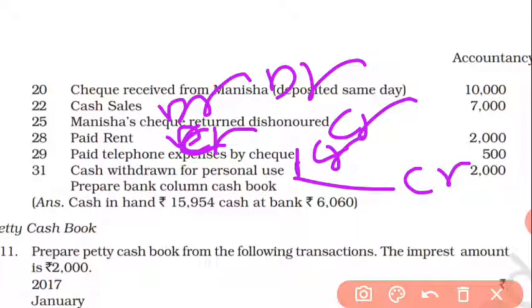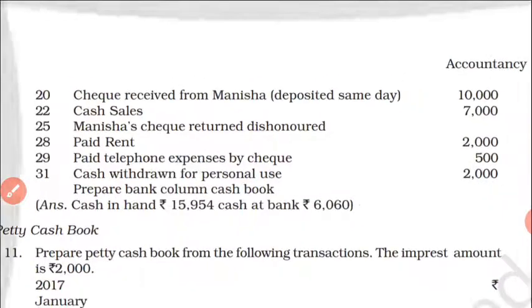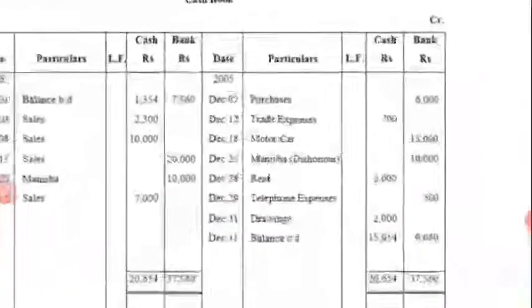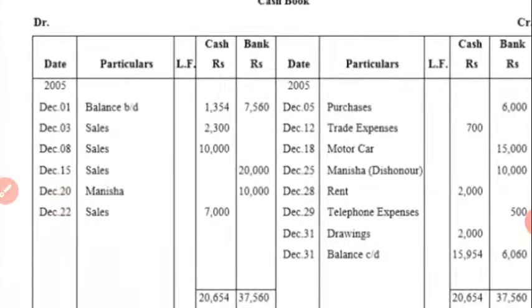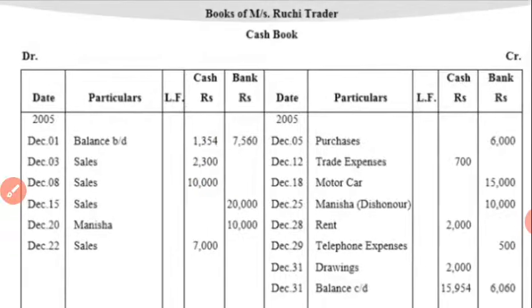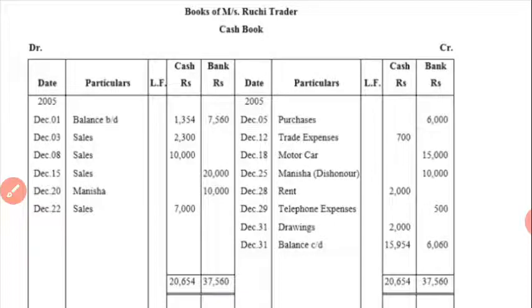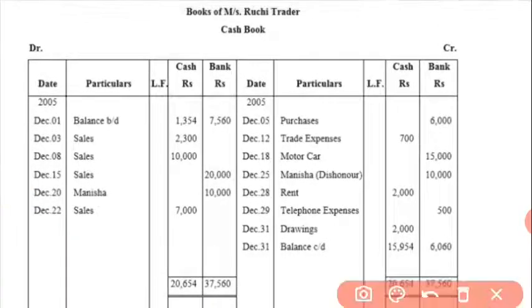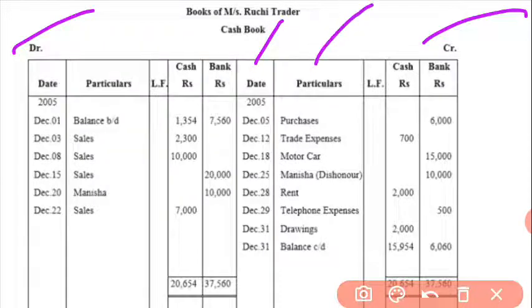So let's come to the solution. Here I have prepared the solution, so I will explain everything with it. First of all, we will start with the format. Prepare a format. You have to write cash book, books of Ms. Ruchi Trader, cash book, debit side, credit side. The columns are date, particulars, ledger folio, cash, bank. Then again date, particulars, ledger folio, cash and bank.